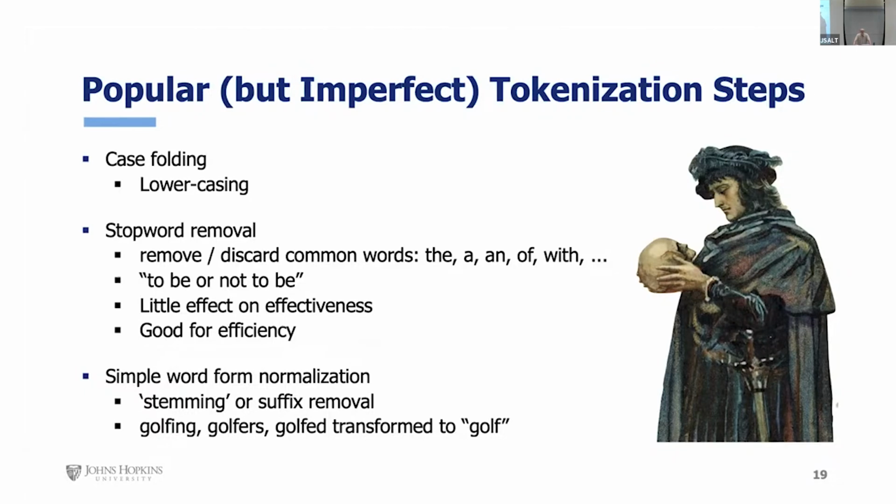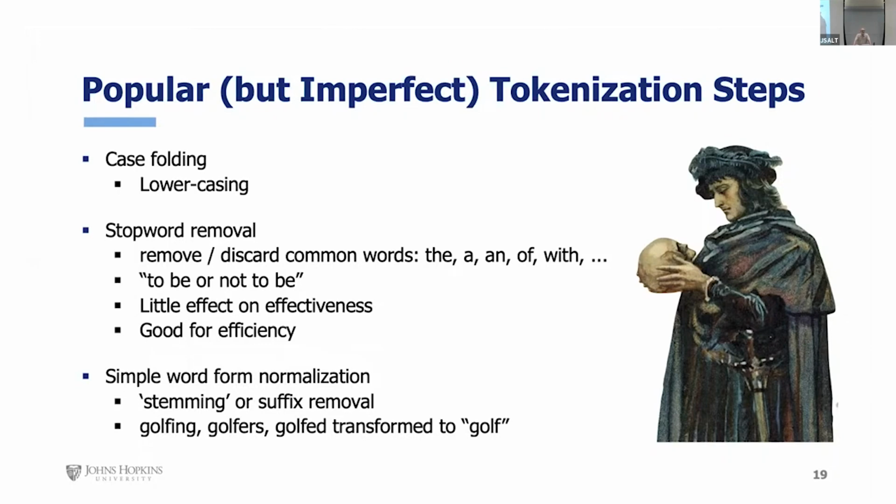Obviously, case folding, mapping everything to, say, lowercase, is often done in many systems. It's not done as much in modern systems because there's enough data that has capitalization to be able to make distinctions. Back in the day, when there wasn't so much data, you didn't have enough training data on, say, the capitalized version of a word to get good statistics on it.